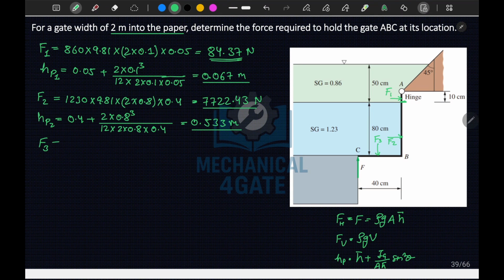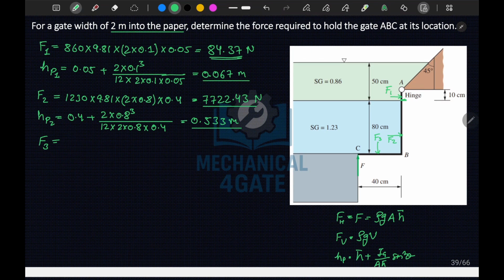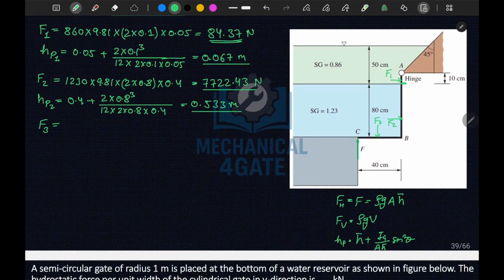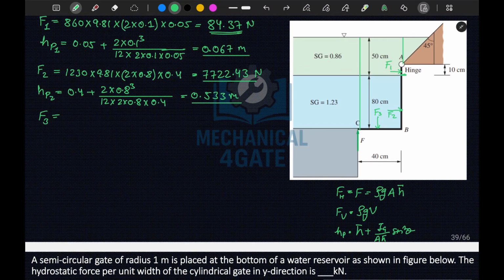Its value is the weight of the liquid above this plate. So the weight of the liquid till this point, this total fluid weight, will be the value of F3. Let me write the weight, that is rho g V. So for the first one, rho is 860, into g is common, into 9.81, into volume V.